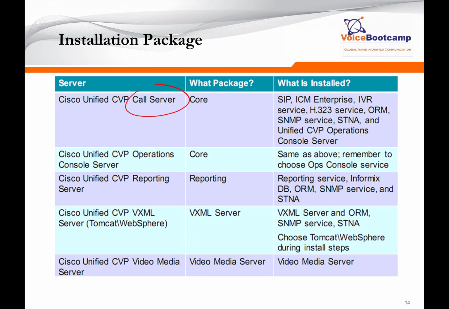You can configure call server, which is core, and operation console, which is also core. Both of them must be on separate servers. They cannot be on the same virtual machine or physical server itself. Reporting server must be configured. Now, you cannot install a reporting server on a domain controller. It has to be a Windows server. It can be a member of the domain, but not a controller itself.